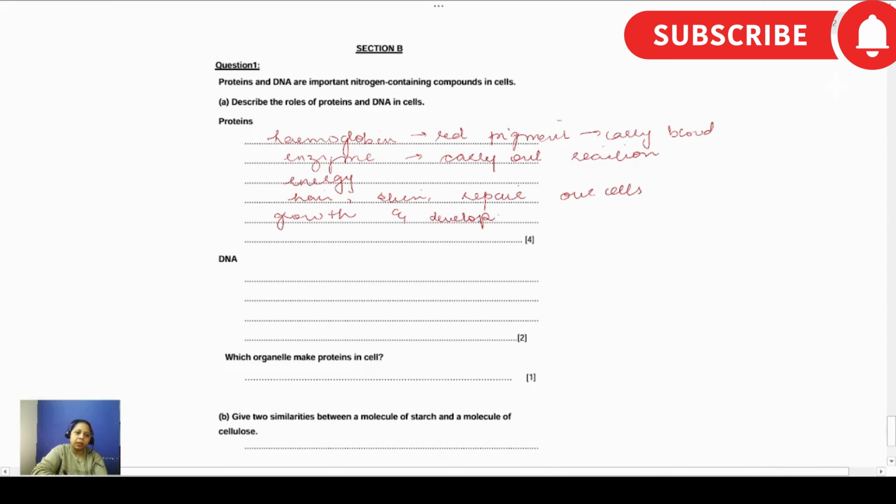Are you getting me? Okay. Then there are certain hormones which are also made of protein. For example, insulin. Insulin regulates the sugar level in our body and it is made up of protein. So it plays so many roles. You have to choose any four and write.